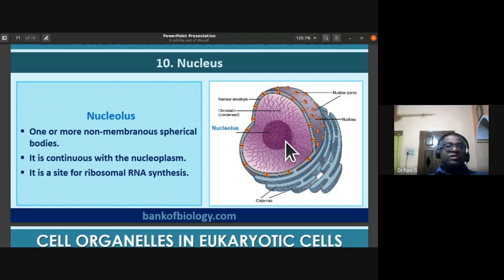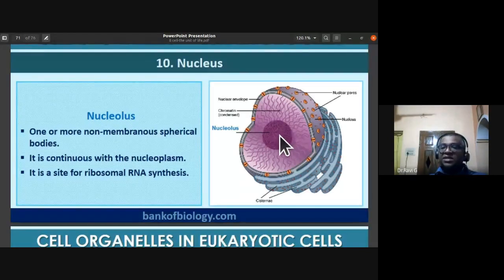Remember this point for CET and NEET: ribosomal RNA is synthesized in the nucleolus. I've already told you the nucleolus is the nucleus of the nucleus. So it is a site for ribosomal RNA synthesis.